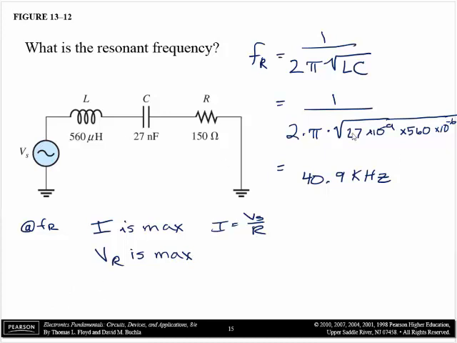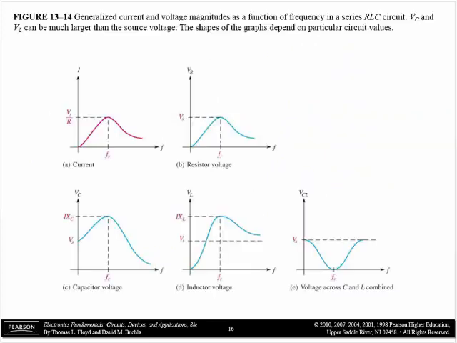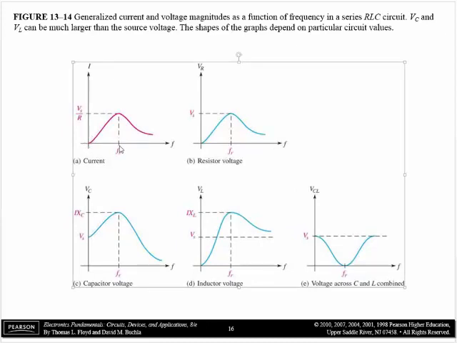So I'm going to show you that graphically here. Here it is. So at resonance, I is a maximum, which is the value of it is V source over R. And anything on either side of the resonant frequency, the current will be less. The exact shape of this depends on the circuit, by the way, but all series RLC circuits will have this kind of behavior. So current will be at a maximum at the resonant frequency.